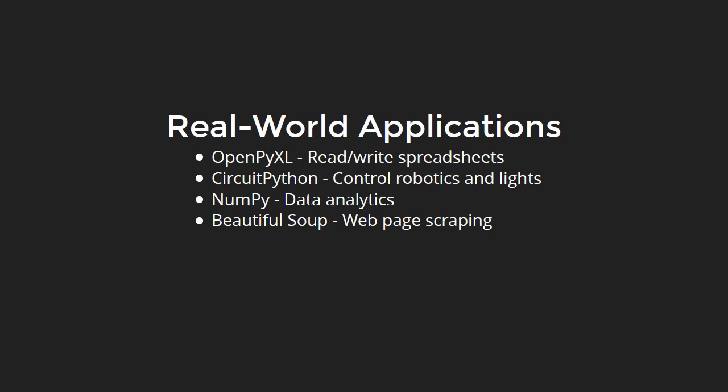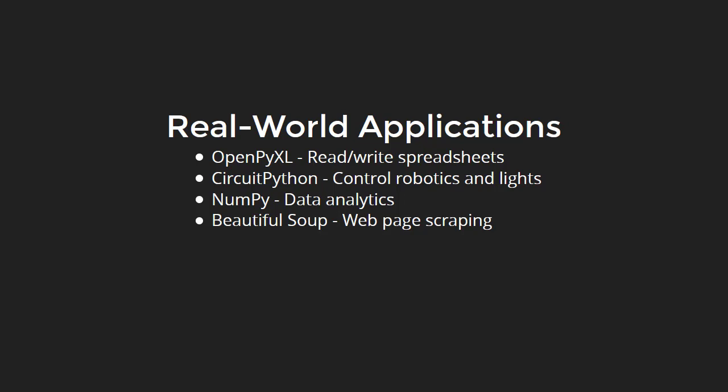Real-world applications. We aren't limited to the arcade library and its API. Here are a few other APIs to give you an idea of what's out there. OpenPyXL for creating and processing spreadsheets. CircuitPython has a set of libraries for controlling LEDs, motors, displays, and robotic servos. NumPy is a powerful library for working on anything related to linear algebra. Beautiful Soup is a library that allows your program to automatically download pages off the web and process the data in them.